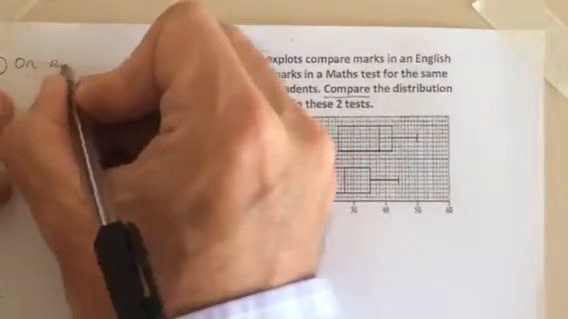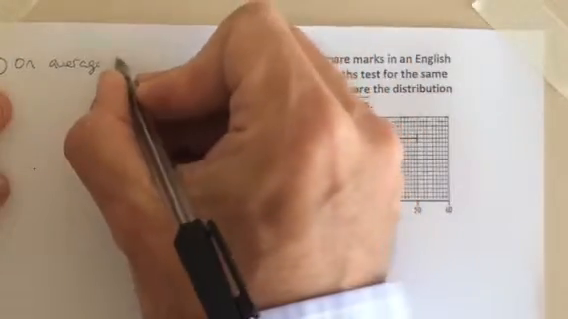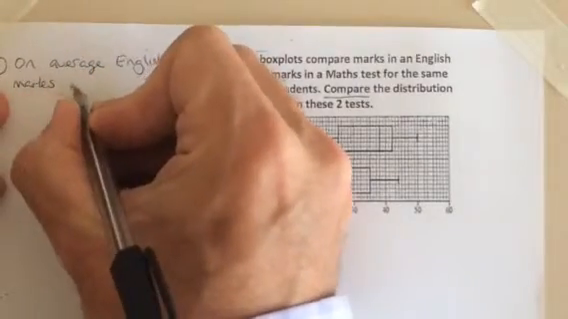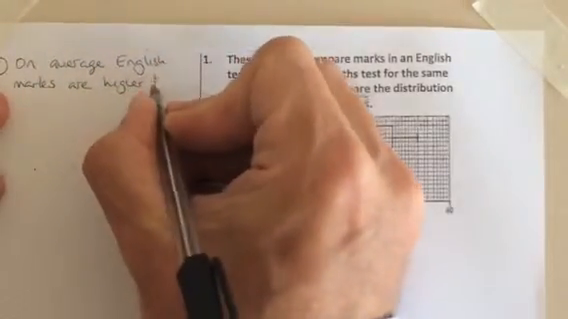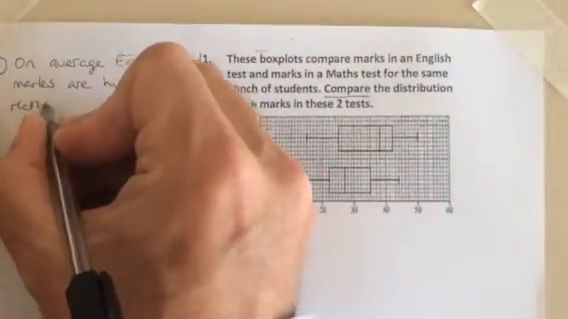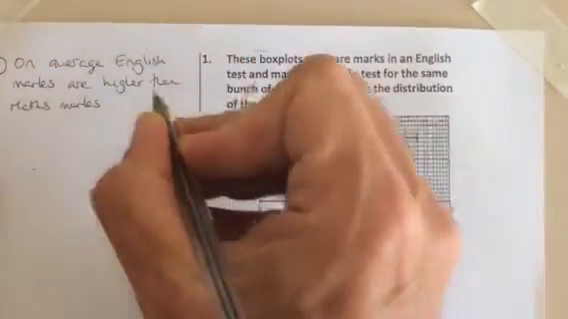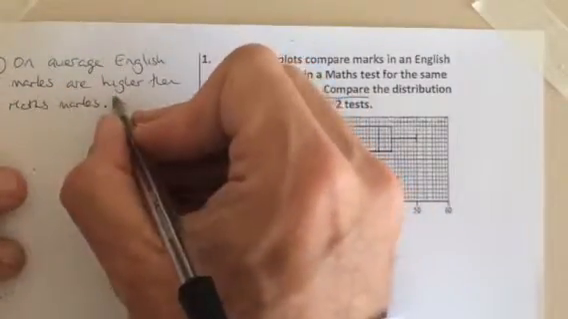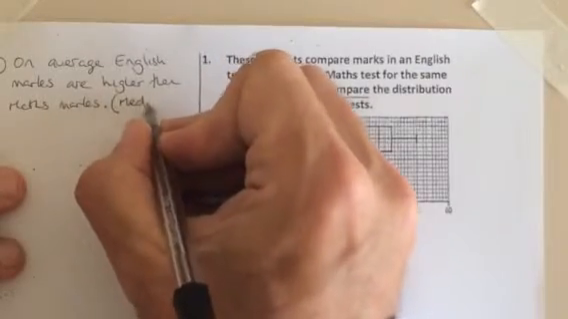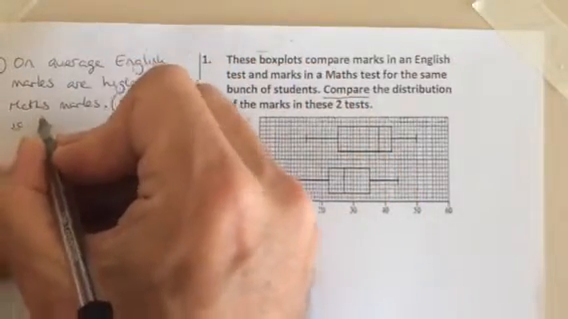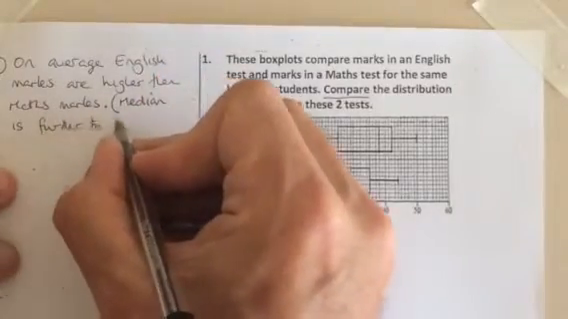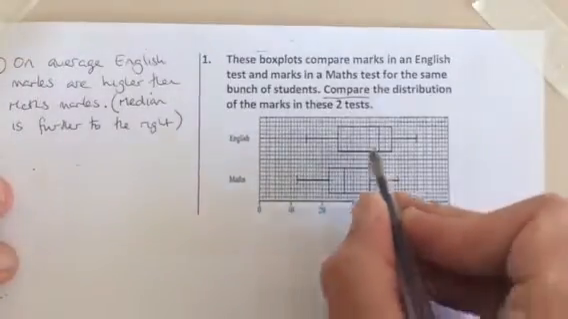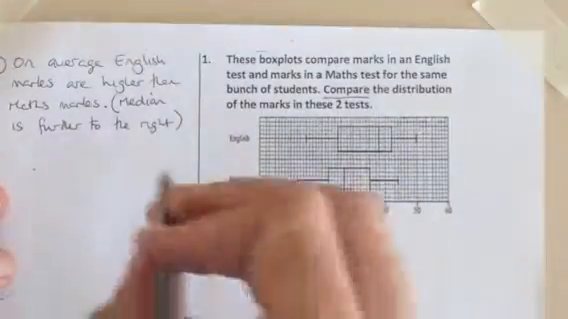On average, English marks are higher than maths marks. Now, I'm sure in all your other subjects, when you make a point, you need to evidence that point. So to really confirm our mark here, we're going to put in brackets afterwards, median is further to the right. That's our evidence. And a median further to the right means the median is higher because it's further along this scale.